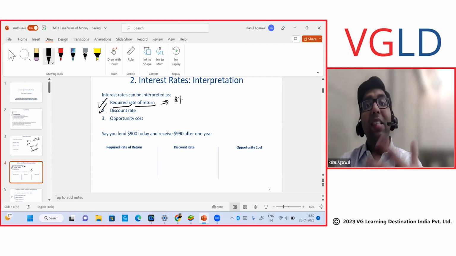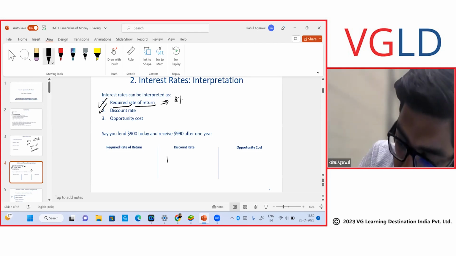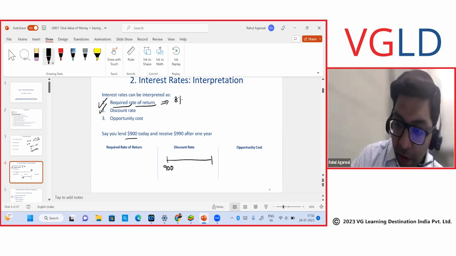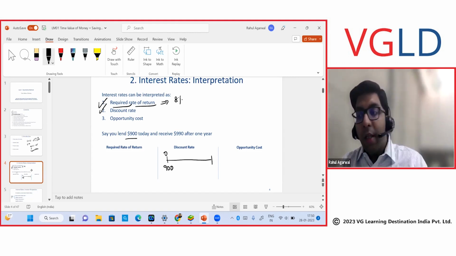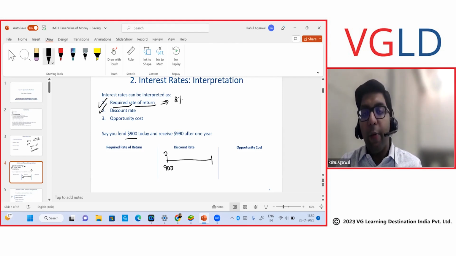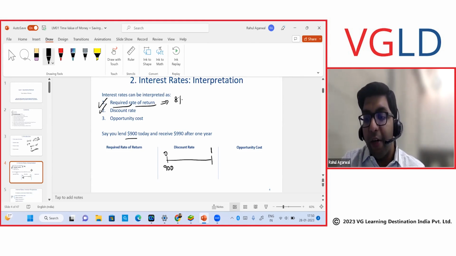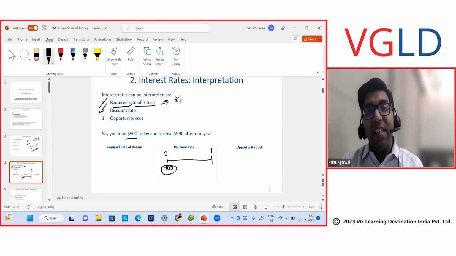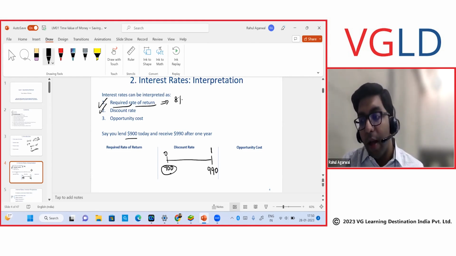Another meaning is discount rate. What is discount rate? Try to understand this. Suppose this is 900. See this example. You lend $900 on day zero. Suppose on 1st January, all of us are standing on New Year's day, 1st January 2023. This is the end of the year, 31st December 2023. Suppose I say that I want $990 at the end of this year.